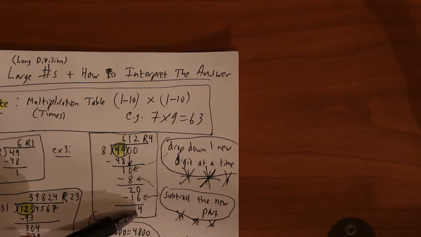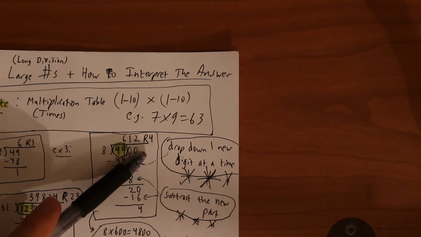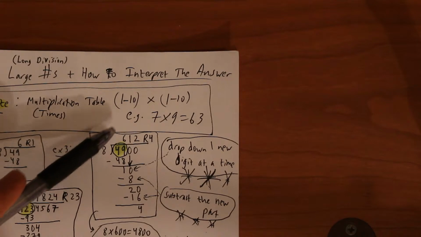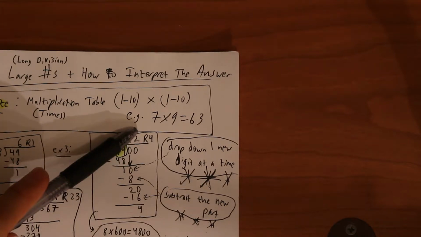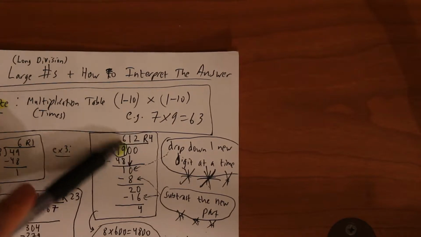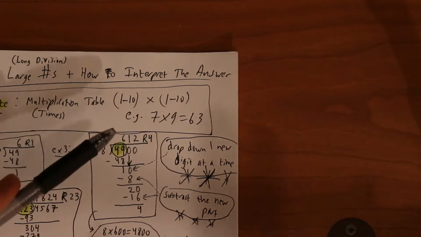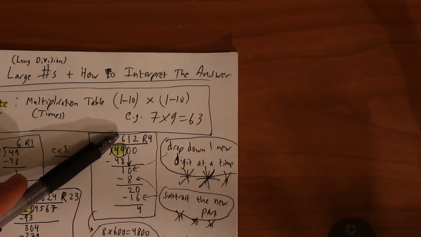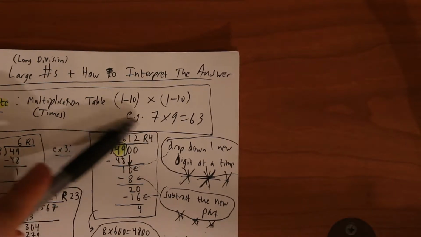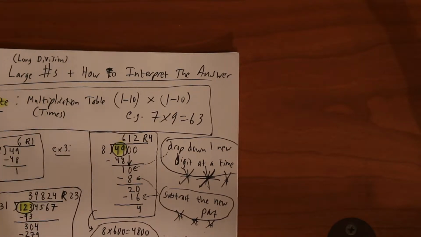That's our part remaining. That's why we call it the remainder. So that's what this R4 means. It just means 8 times 612 gets us pretty close to this, but then we have a remainder of 4. So 612 would be your answer, but then the leftover part is a 4. Depending on what your teacher or what you want to write, the answer is either the 612 or this whole thing. All right, so that's example 3.